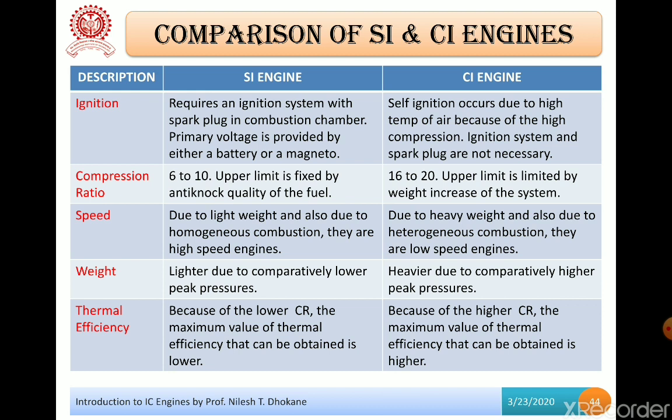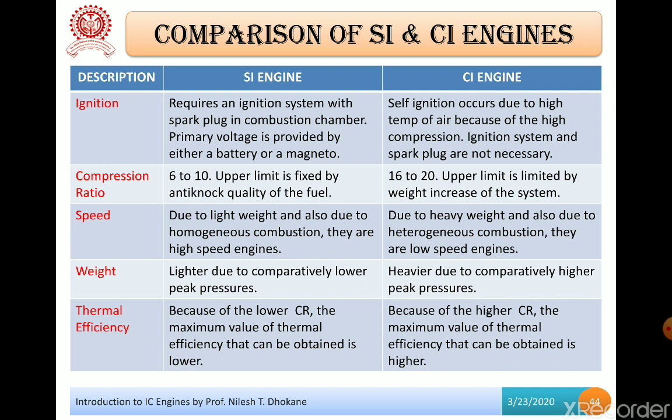Next point, speed. Due to light weight and also due to homogeneous combustion, SI engines are high speed engines. CI engines, due to heavy weight and also due to heterogeneous combustion, are low speed engines. Weight. SI engines are lighter due to comparatively low peak pressures, or we can say the low compression ratio. Whereas CI engine weights are higher. They are heavier due to comparatively higher peak pressures and higher compression ratio.